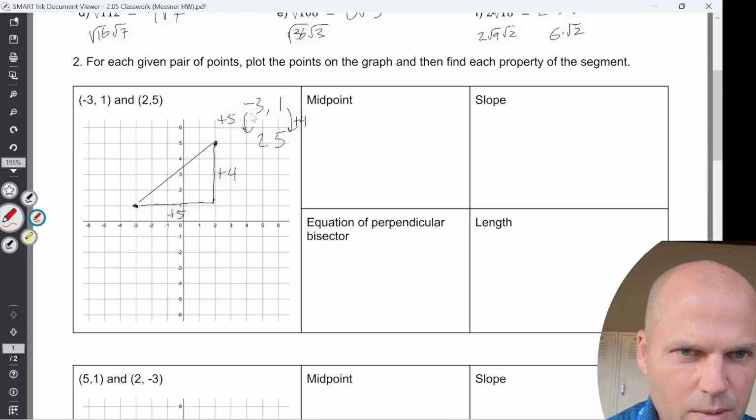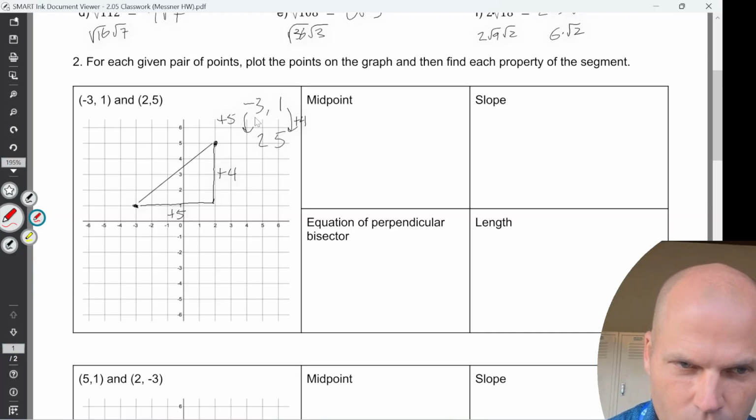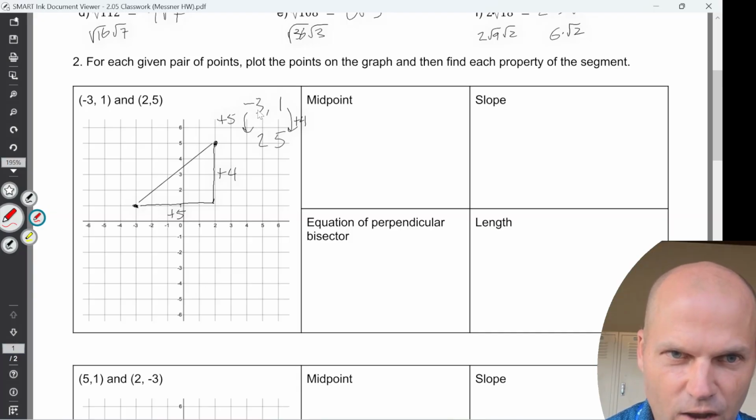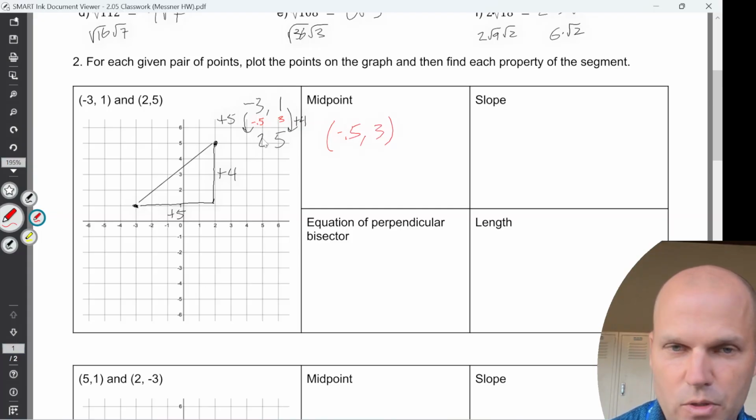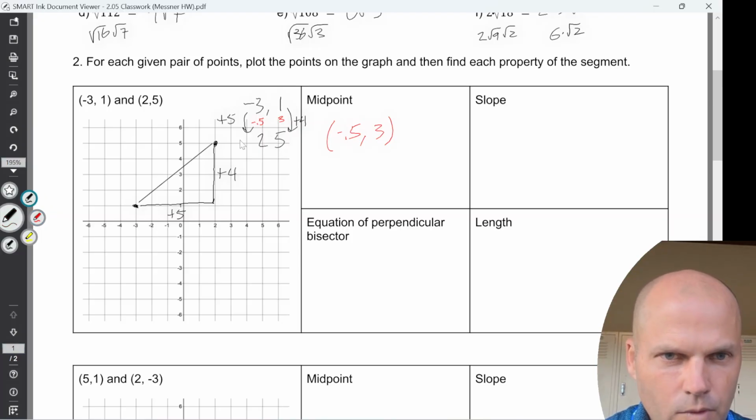Now, if I wanted to go to the midpoint, I would go halfway. Now, going halfway, instead of adding 5, I'll add 2.5. If I add 2.5, I'll get negative 0.5. Instead of adding 4, I'll add 2. I get to 3. It's easy to find the midpoint that way. You could also find the average of the two numbers by adding them together and dividing by 2. Cool.